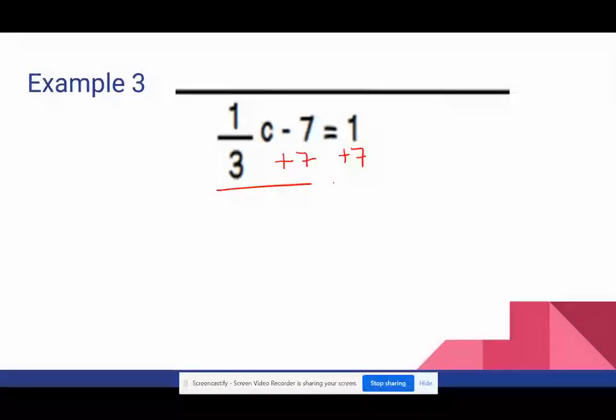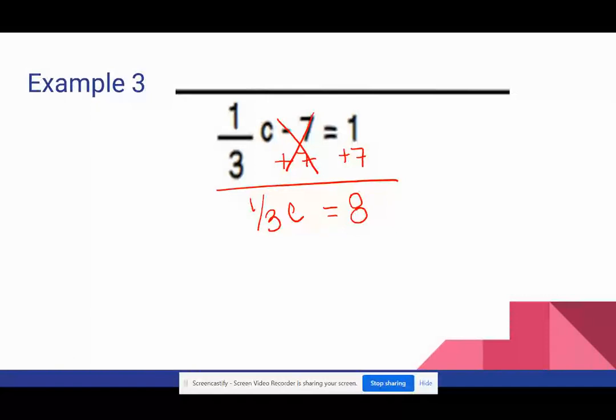1/3 c gets to drop down because we didn't do anything to it. Negative 7 plus 7 cancels, so we cross it out. And 1 plus 7 is 8. We're almost done. We still have to get this 1/3 to go away.